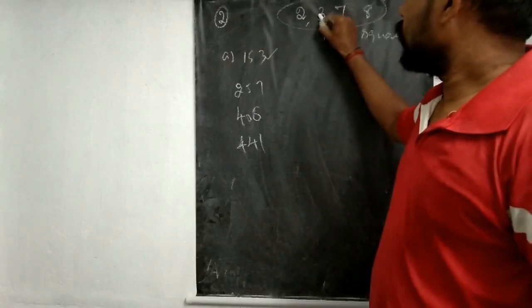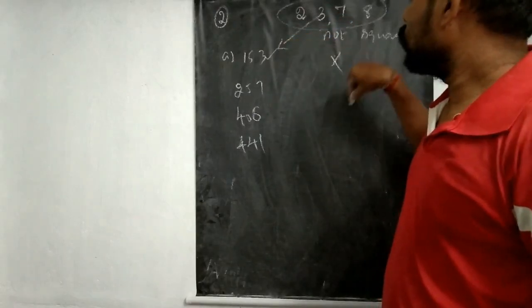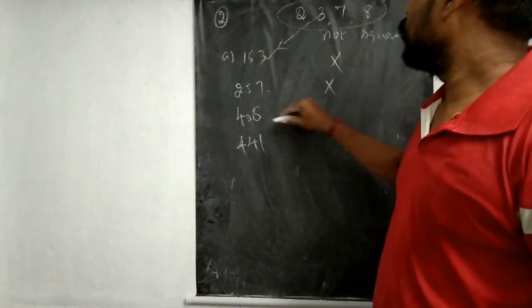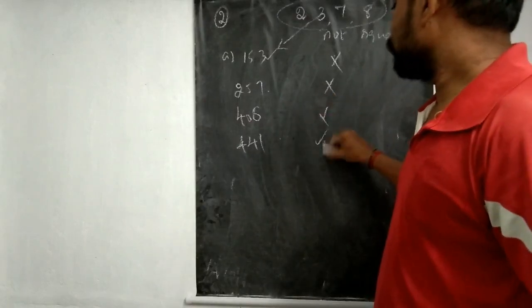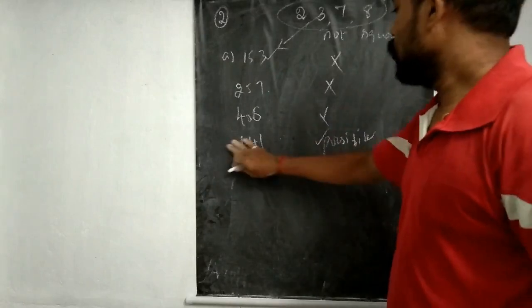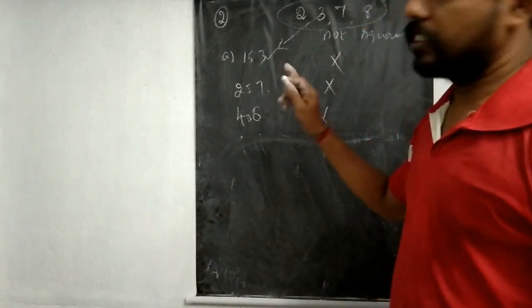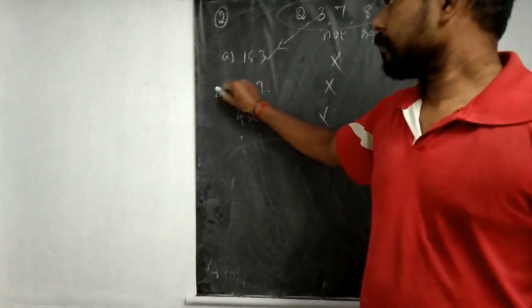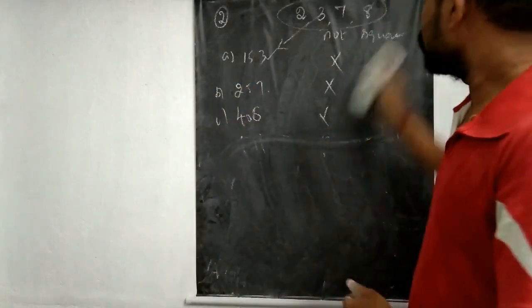Here 3, so no. 7, so no. 8, no. This one is possible. We don't know; we need to check using prime factorization. It is possible. So your answer is the first 3 numbers: A, B, C. Like that.